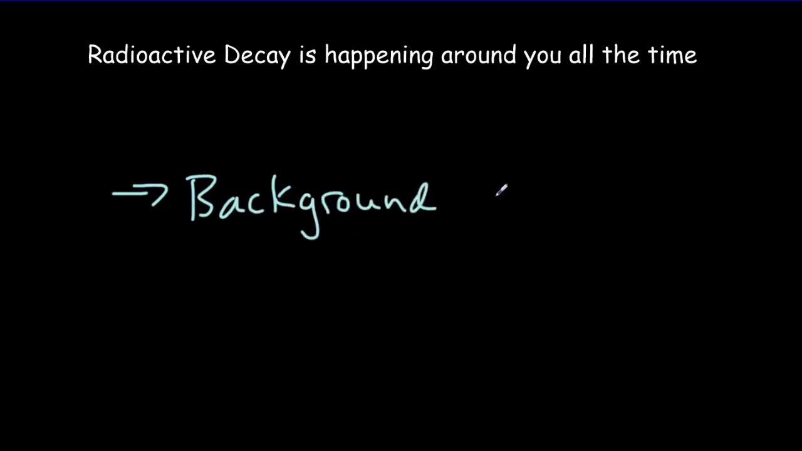Keep in mind that radioactive decay is not something exotic or rare. Radioactive decay is happening around us all the time. In fact, if we got a Geiger counter, which is used to measure radioactive decay, it would show significant detections of these decay particles. We refer to that radioactive decay that's around us all the time as the background radiation. And we want that background radiation to be low enough that it's safe for us.